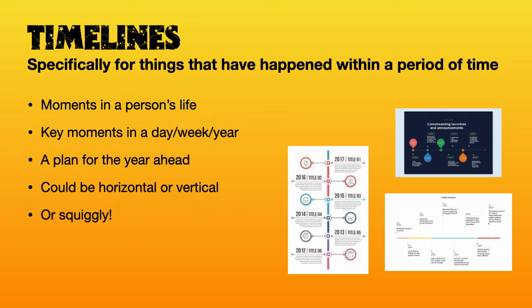So for example, you could have a timeline for your timetable. So you could have on Monday, I cover English, then this, then this. On Tuesday, I cover this, then this, then this. And so you could have that as a timeline. Or it could be a plan for the year ahead. So it doesn't have to be something to describe what you have done. It could be a timeline of what you plan to do.